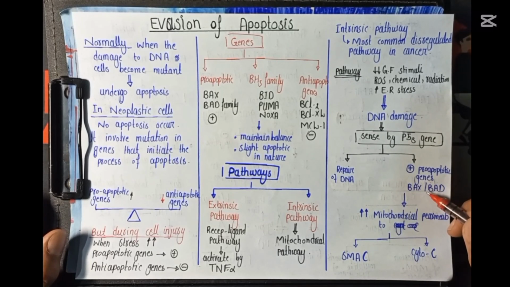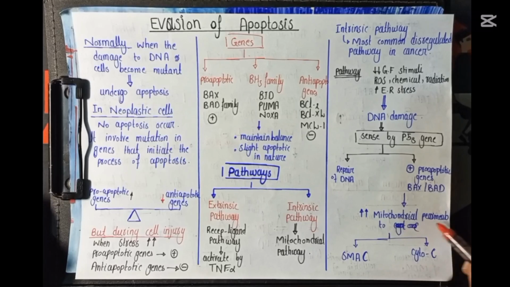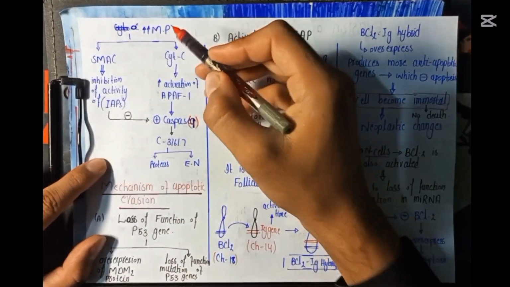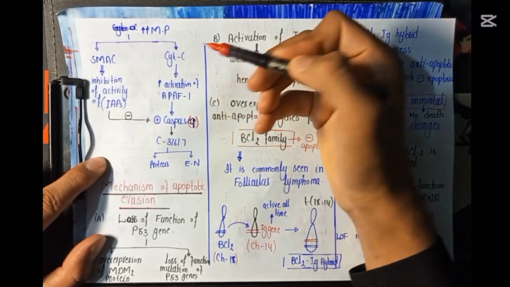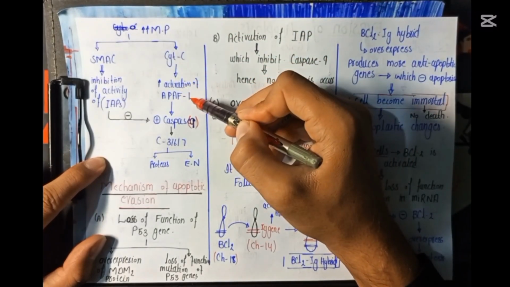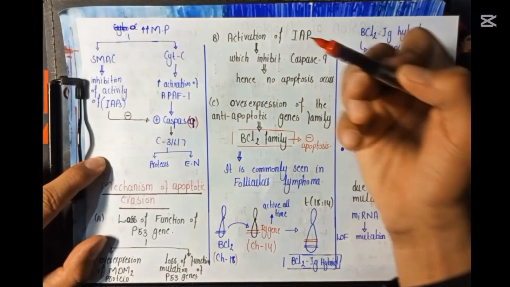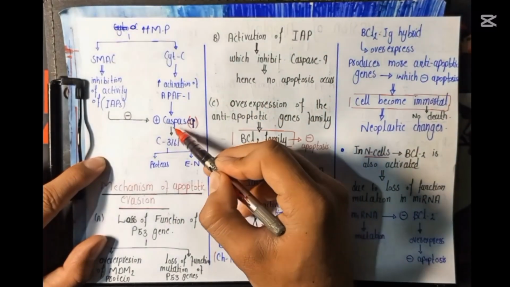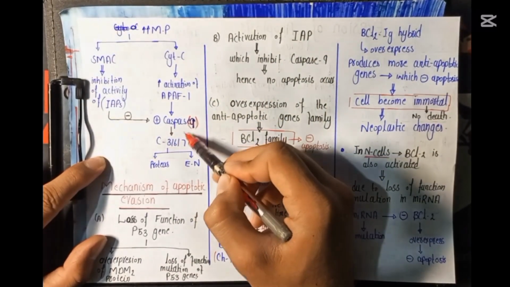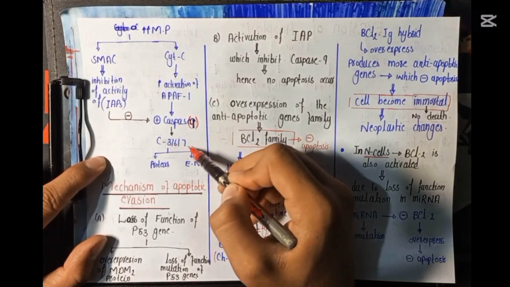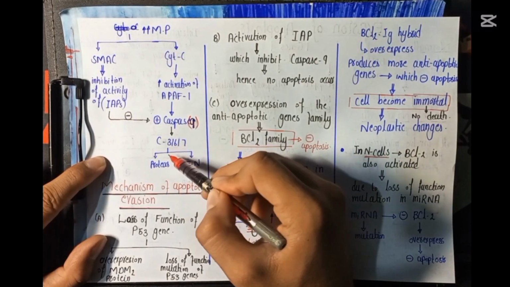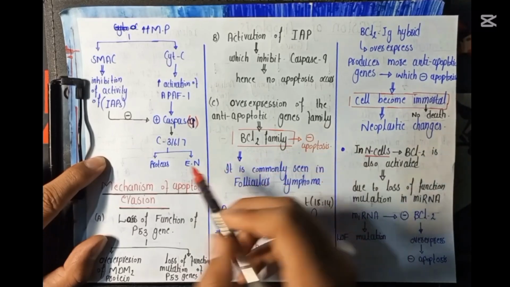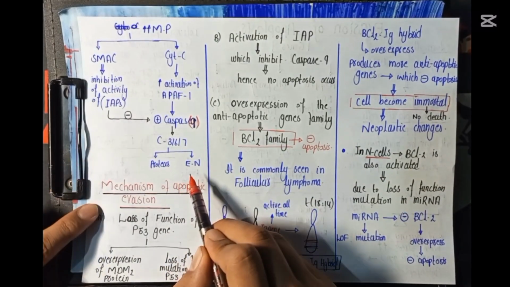And when these proapoptotic genes are activated, they increase the permeability of the mitochondria to the cytochrome C and the secondary mitochondrial activator of caspases. So whenever there is an increase in the mitochondrial permeability, there is release of cytochrome C, and the cytochrome C increases the activation of the apoptotic protease activating factor 1, and this apoptotic protease activating factor 1 causes activation of the caspase 9, and the caspase 9 then further activates caspase 3, 6, and 7, and these caspases lead to the activation of proteases and endonucleases, which cause the breakdown of the cellular components.